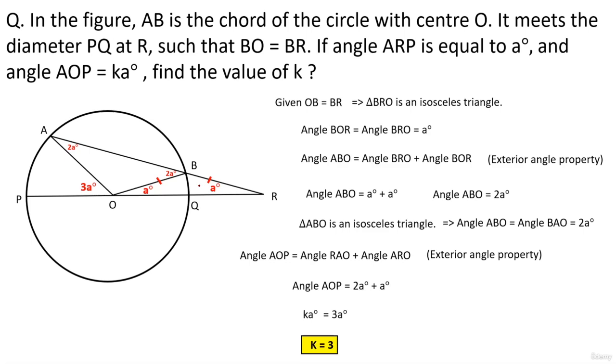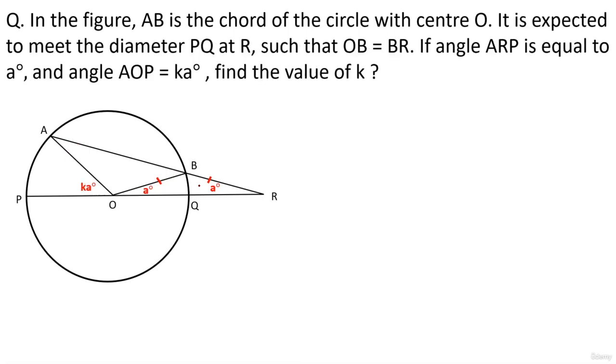Now there is a much simpler way to solve the same question, guys. Let's observe. We have taken the value of ARP, which is given to us, as A, right? So if ARP is A, we know that BOQ also will be equal to A degrees, and AOP also is given as KA degrees, isn't it? Now, guys, we know that there are two secants AB and PQ, right? These secants meet at point R.